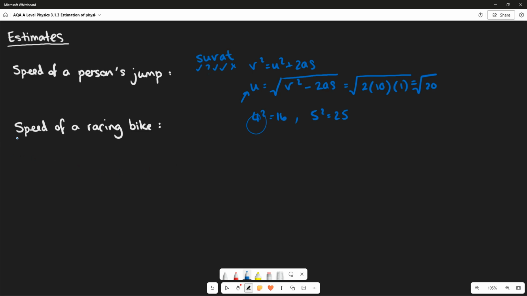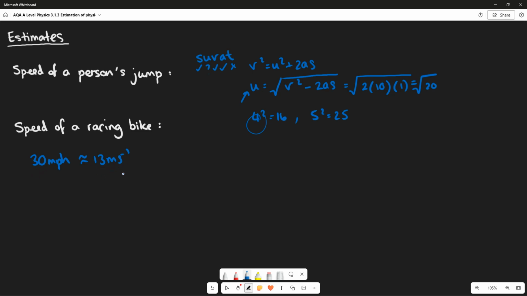Let's have a look at the speed of a racing bike. So the speed of a racing bike is going to be not as fast as a car, but approaching the speed of a car. And a car goes about 30 miles per hour, which is approximately 13 meters per second. This is in residential areas. A bike can go about that. So we're expecting those sorts of speeds.